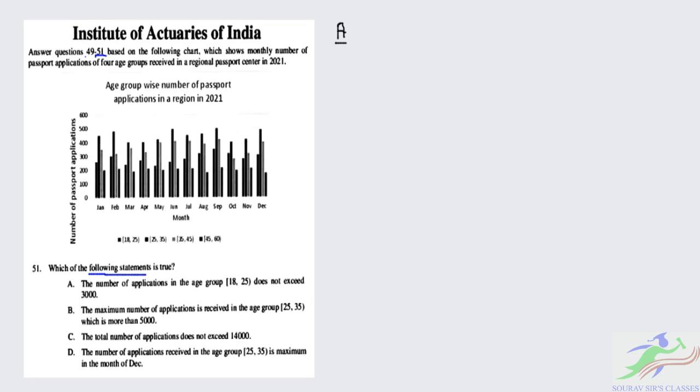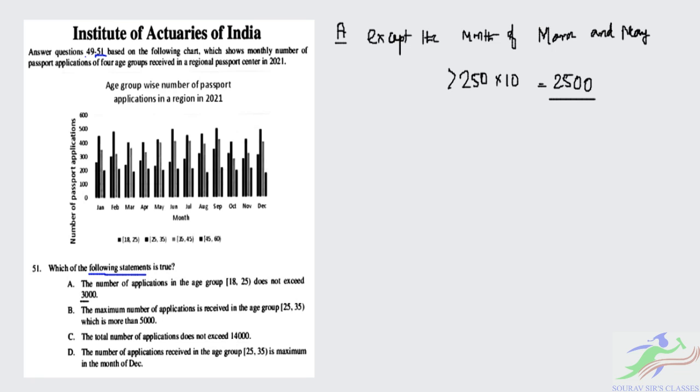The number of applicants in the age group 18 to 25 doesn't exceed 3000, right? So now as you see the picture, except the months of March and May, in every month it is more than 250. So for 10 months it is near about 2500. It is much more than that. Okay, I'm just taking it as an approximation. And in case of March it is slightly less than 250, and in case of May it is slightly less than March, right?